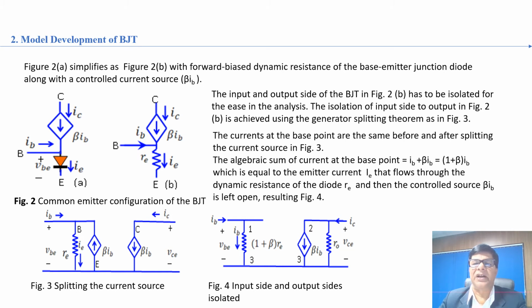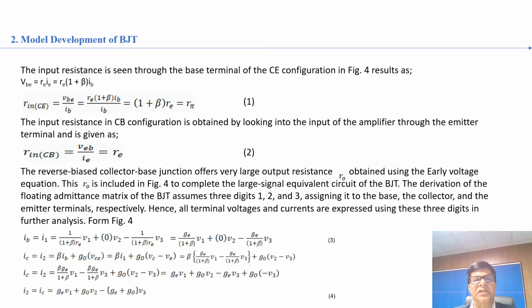The algebraic sum of the currents at the base point, IB plus beta IB, is equal to the emitter current IE that flows through the dynamic resistance of the diode RE, and then the control source beta IB is left open, resulting in figure 4. Next, the input resistance seen through the base terminal of the AC configuration in figure 4 results as VBE equal to IE RE, and then equal to RE times (1 plus beta) into IB.